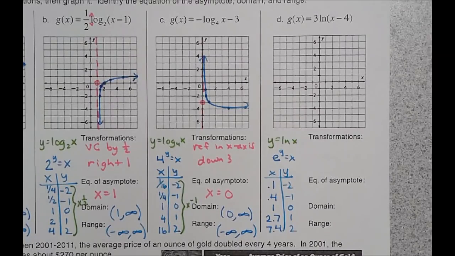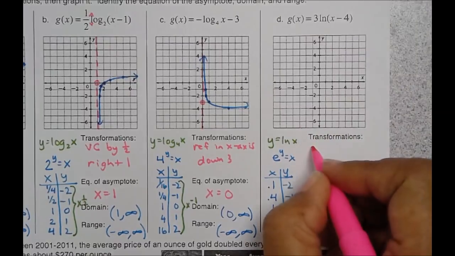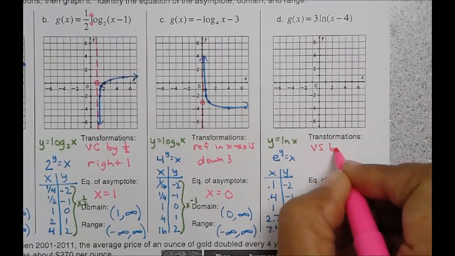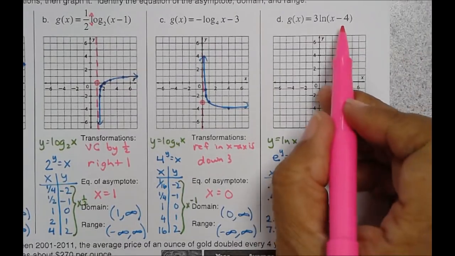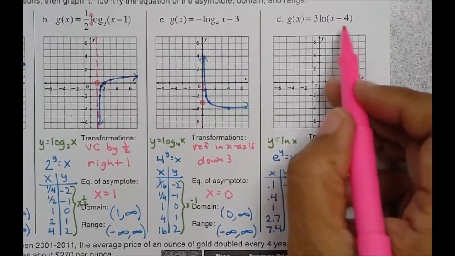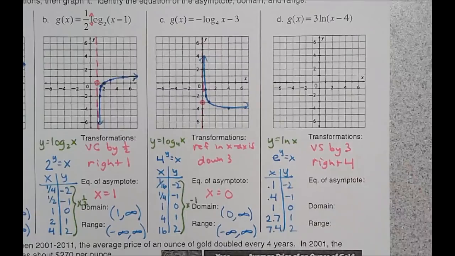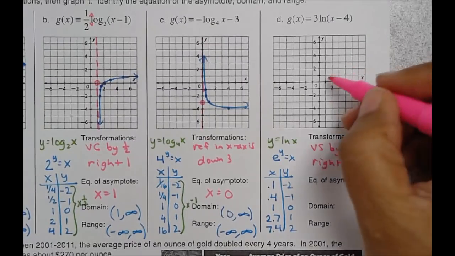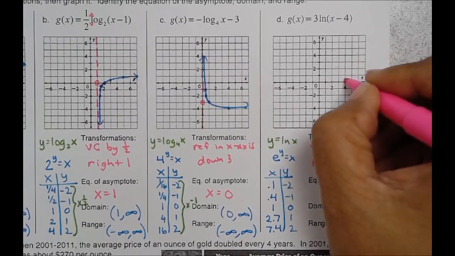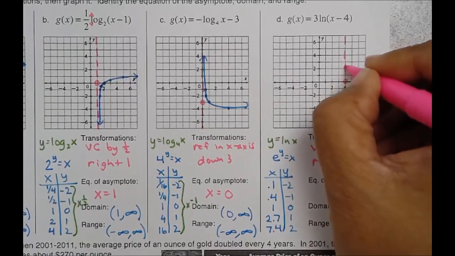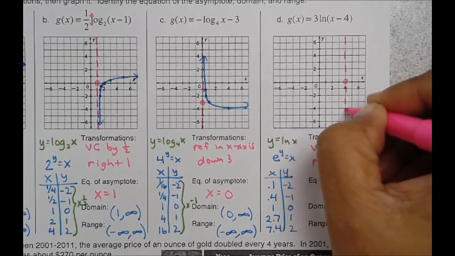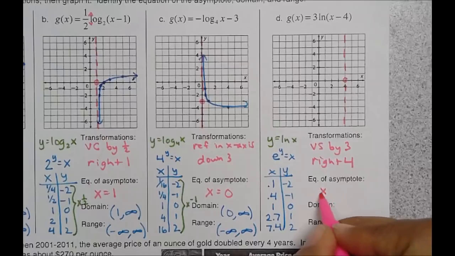Okay, transformations. There is a 3 in the front, so that's going to have a vertical stretch by 3. This -4 is making me think of opposite, so it's going to go right 4. All right, so the equation of the asymptote. Well, if we start at right 4 and draw this dashed line, that's going to be x equals 4.